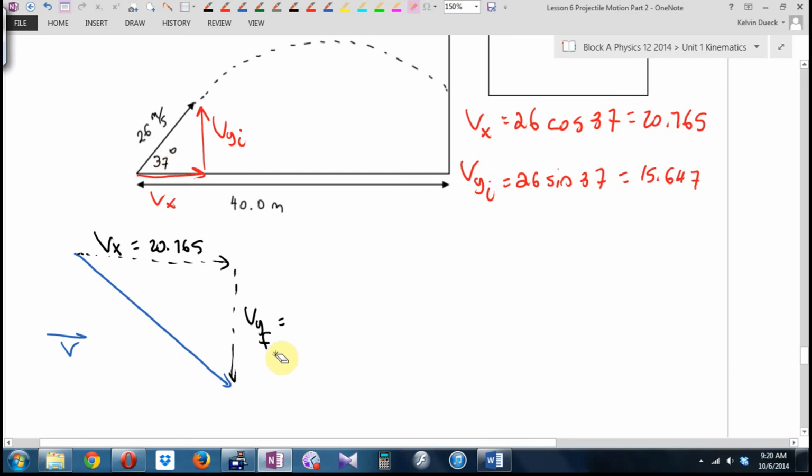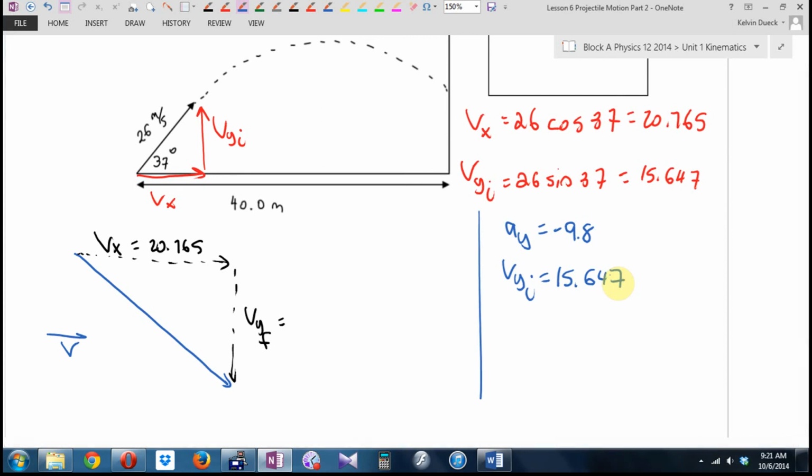Final vertical. All right, over here, let's go vertical. I know AY is negative 9.8. I know VY initial is 15.647. Rats. Do I know vertically anything else? Do I know the vertical distance when it hits the wall, how high it is? No. What have they told me in the diagram that I haven't used yet?